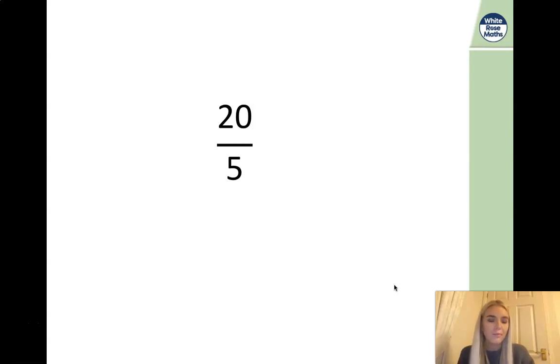So, what do we multiply 5 by to get 20? 5, 10, 15, 20. I multiplied by 4 to get 20. So what do I divide 20 by to get 5? That's right, I divide it by 4 too. So 20 is 4 times greater than 5.